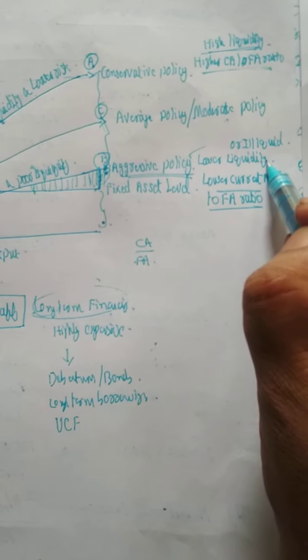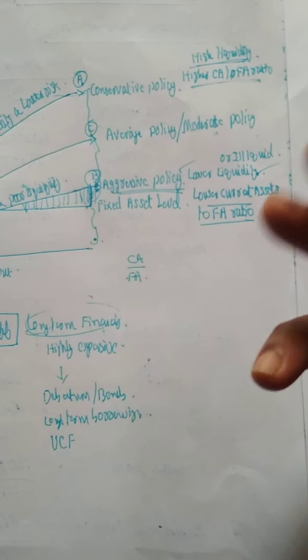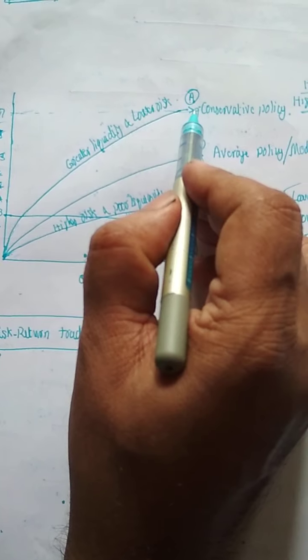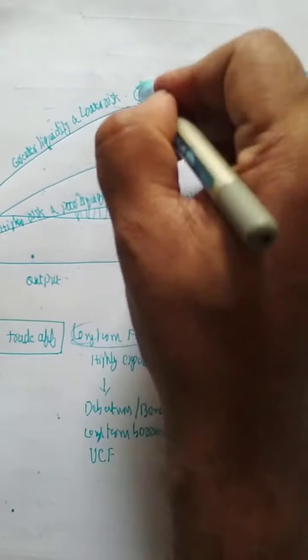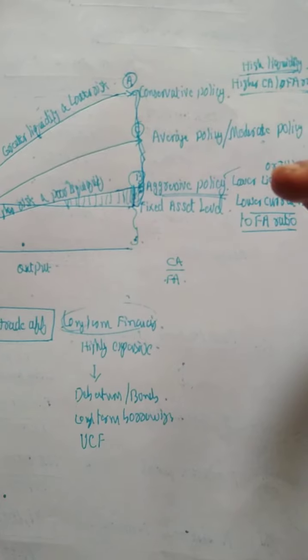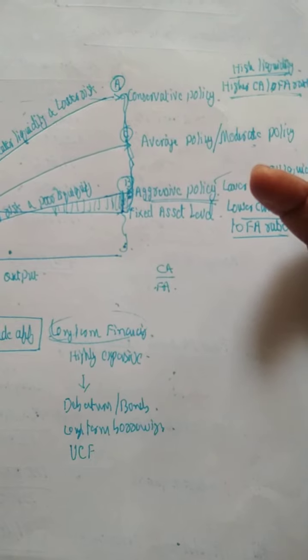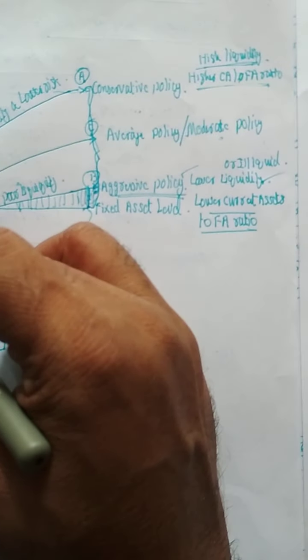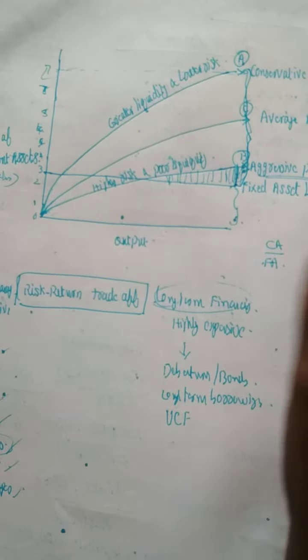Such firms will have lower liquidity and higher risk. And a firm having higher current assets, you could see up to 7 lakh rupees current assets they are investing, and the fixed asset remains the same from A to this portion. Such a firm is having conservative policy because the firm is depending more on current assets rather than fixed assets. And if the line comes between this conservative and aggressive policy, it is called moderate or average policy.